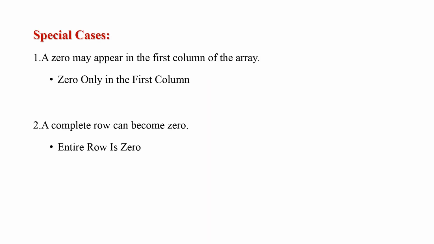Coming to special cases of the RH criteria, we have two special cases. The first one is when one of the elements in the first column of the RH table is 0. And the second case is when the complete row in the RH table is 0. If we get any one of these cases while forming the RH table, then we can conclude that the given system is unstable.